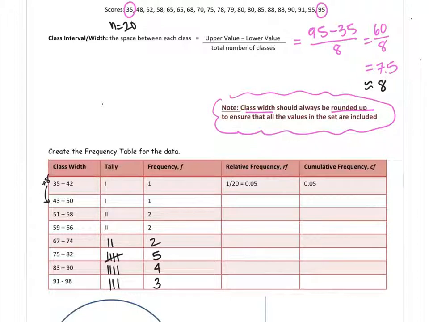The next one here is also a frequency of 1. So I'm going to divide that by 20 again and get 0.05 or 5%. The next one is a frequency of 2 and divide that by 20, that is 0.10 if you put that in the calculator. And again, it's another 2 for the frequency, so if I divide, I get 0.10.